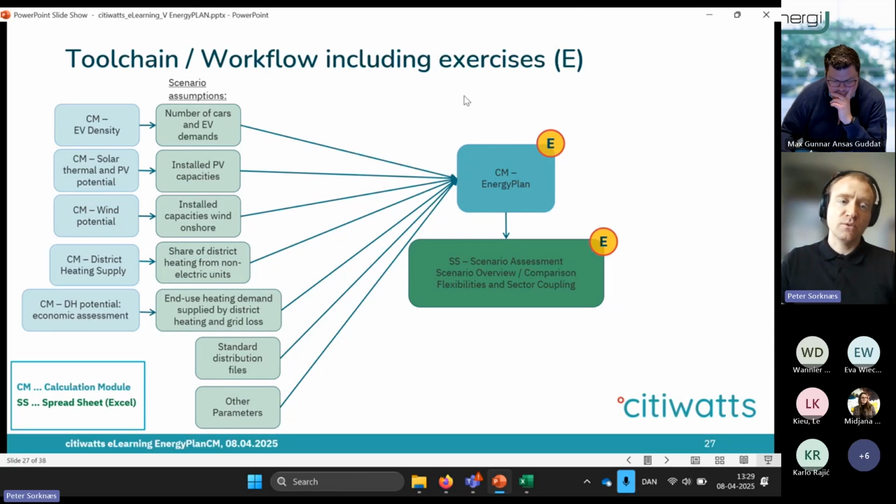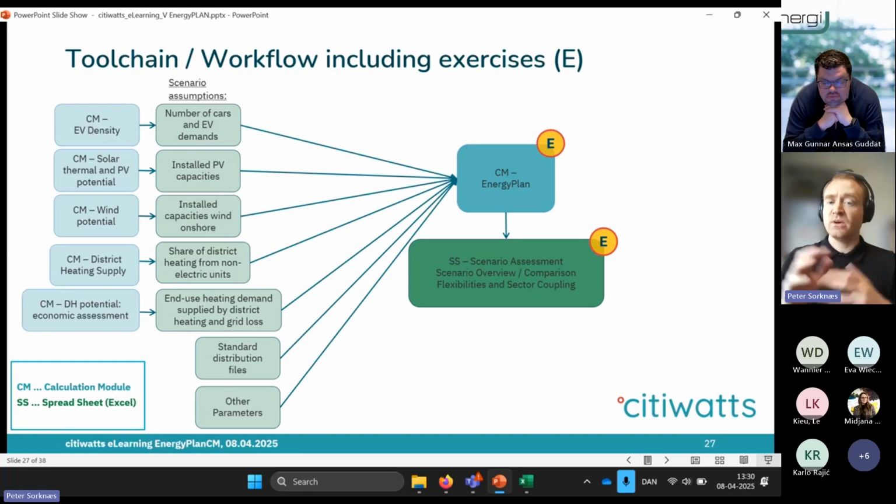So for example, if you want to investigate a lot with electric vehicles, well, then the CM from EV density could give you a lot of information about the numbers of cars and the electricity demands for electric vehicles that then can be used to set up different what-if scenarios, potentially with other things.